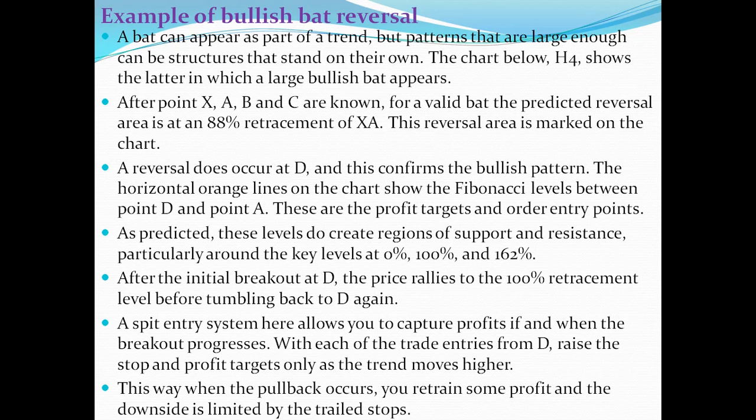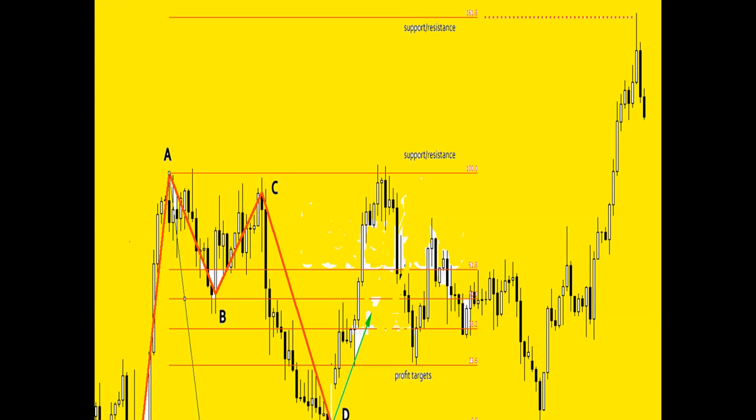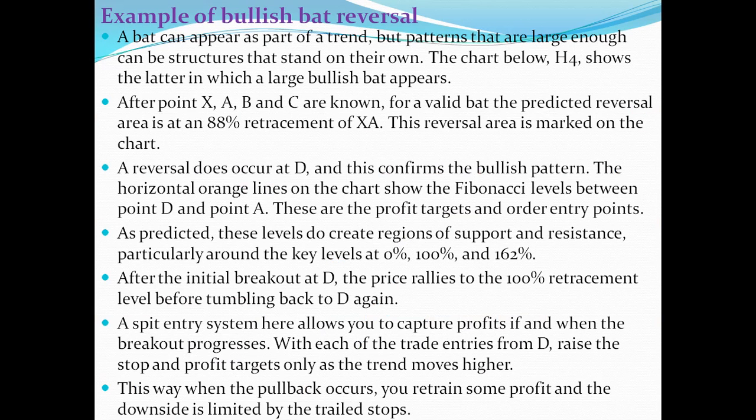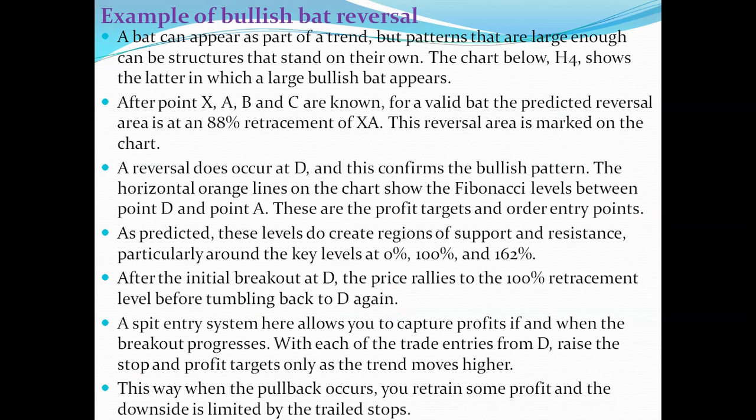As a reversal does occur at D, this confirms the bullish pattern. The horizontal orange lines show the Fibonacci between point A and D. Point A and D, please remember. So between A and D you can see the Fibonacci levels have been given. You can book the profit accordingly.